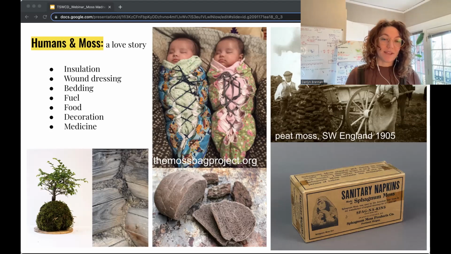And maybe a less appetizing use is that moss has been used as a food source. But don't be fooled by foods that people have named moss, because a lot of times it's lichen that's used instead of moss. I think in Iceland, there's a soup that they call moss soup, but it's actually Cetraria islandica, which is a lichen and more of a fungus.